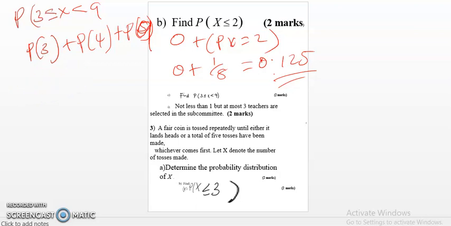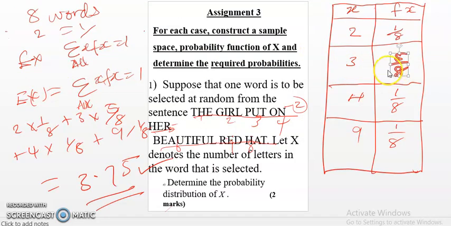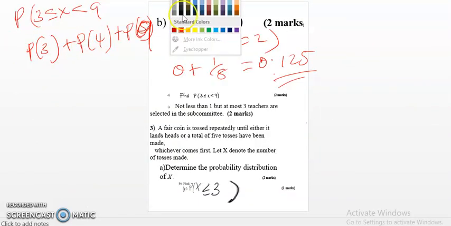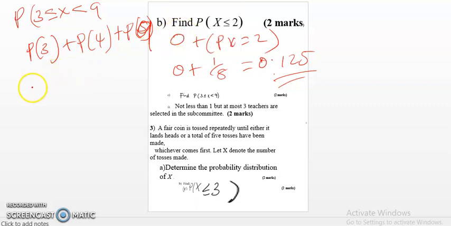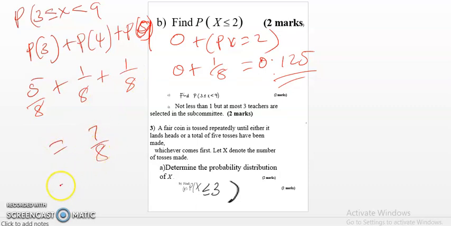When it is 3, it is 5/8. So we have 5/8, plus when it is 4, it is simply 1/8 as it is in our probability distribution table. And 9 appeared only once, so it is also 1/8. If we add this together, we will get 7/8, which will give us 0.875. And this is our solution.